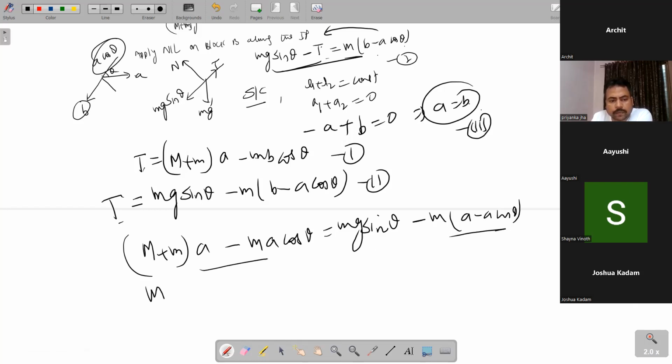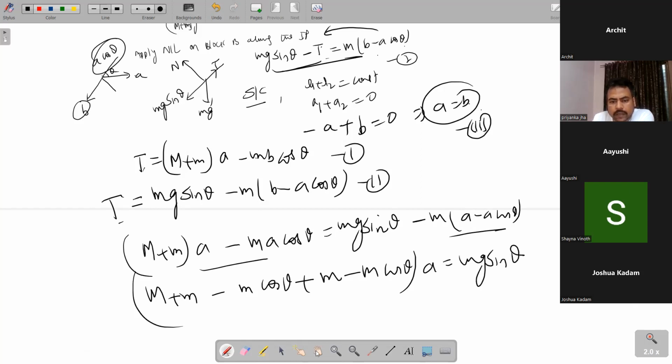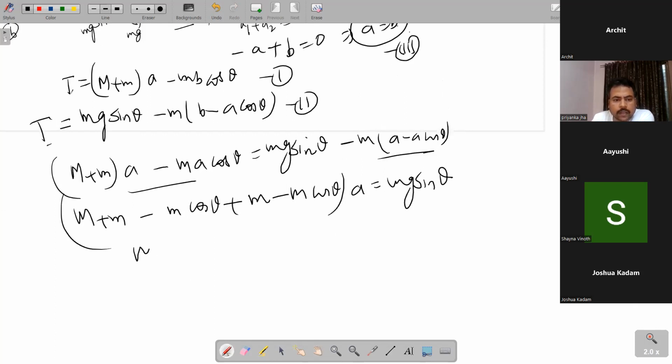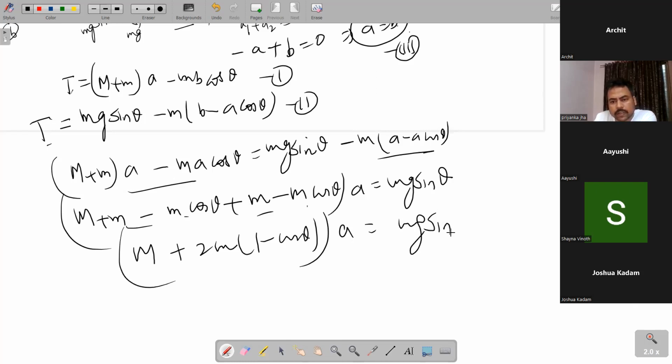Bring this to the left. M plus m minus m cos theta plus A, sorry, so when this comes to the left, it will become plus. So m minus m cos theta. A is out, that is mg sin theta. And this will be like M plus 2m minus 2m cos theta. And here is your answer: mg sin theta. So from here you can find A. Tell me.